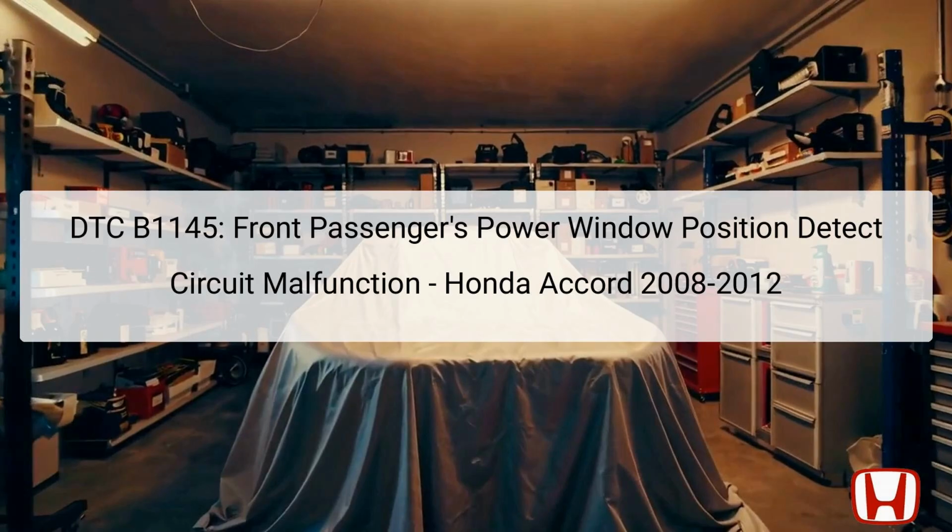DTCs are codes that indicate specific problems within the vehicle's electronic systems, and B1145 specifically refers to issues related to detecting the position of the power window. The power window system involves various components, including switches, motors, and control modules that work together to automate window movement. In the case of detecting a malfunction, certain troubleshooting steps must be followed to isolate and identify the fault correctly.